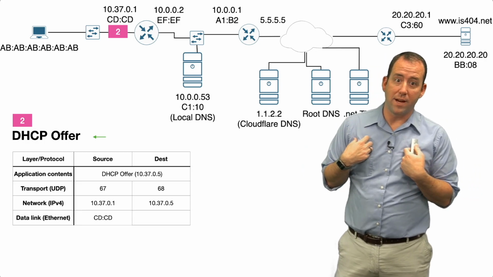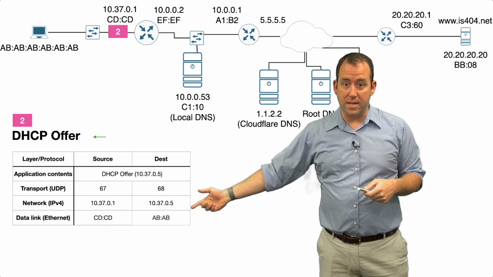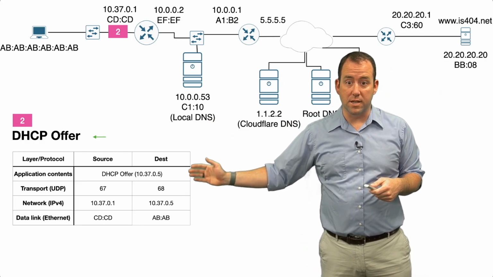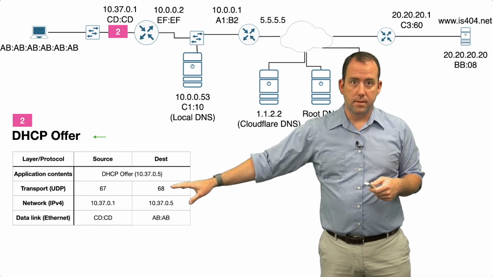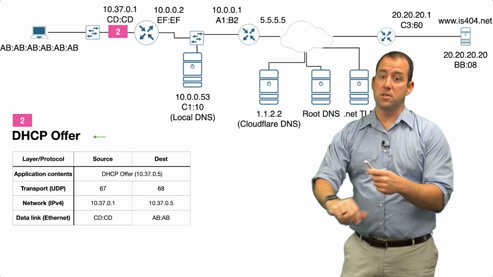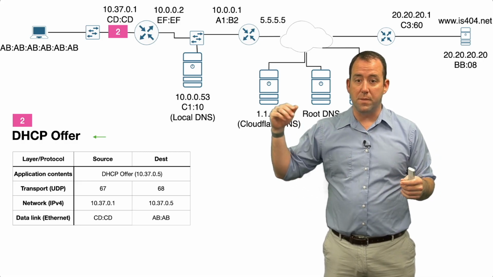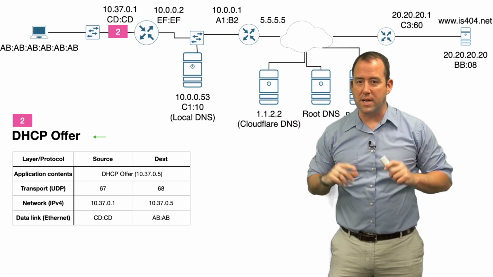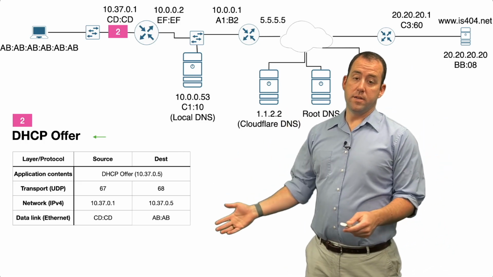And my computer recognizes that the destination, ABAB, is me. And so it's going to look at that message and say, okay, this is for me. And it knows, because it's for UDP port 68, that this is a DHCP message, and so it can look at the DHCP message, recognize 10.37.0.5, wait, that's my new IP address. And so with this, we can go on to the next message.